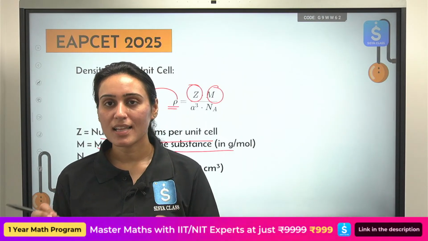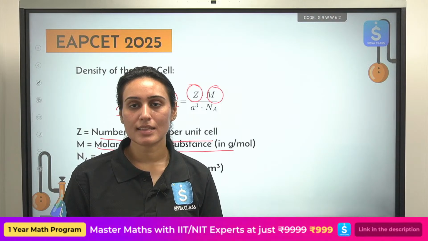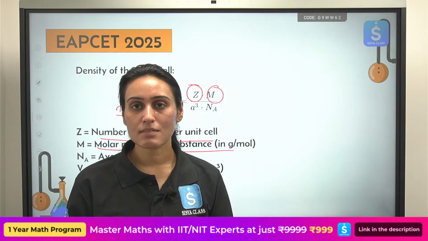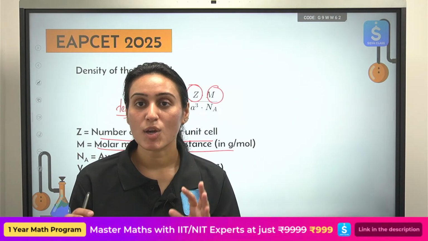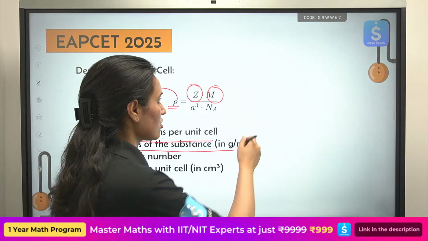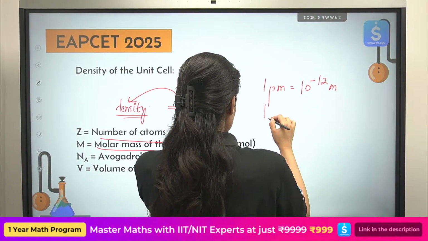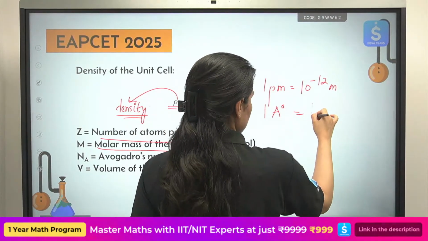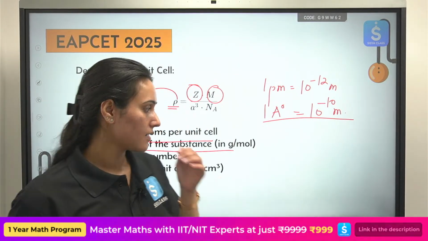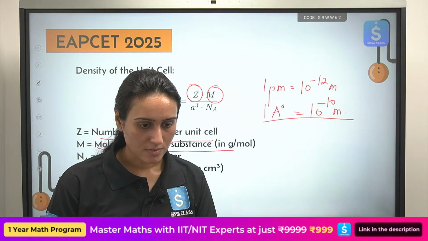Substitute the values. Another thing in which they may confuse you is in the units. They may give you the edge length in picometer, maybe in angstrom. They may ask you the answer in centimeter, maybe in meter. So you should know that there is a possibility of conversion of units. So please read the question very carefully. You should know some common conversion factors. All right, so this part is done. We have learned about density of the unit cell also.